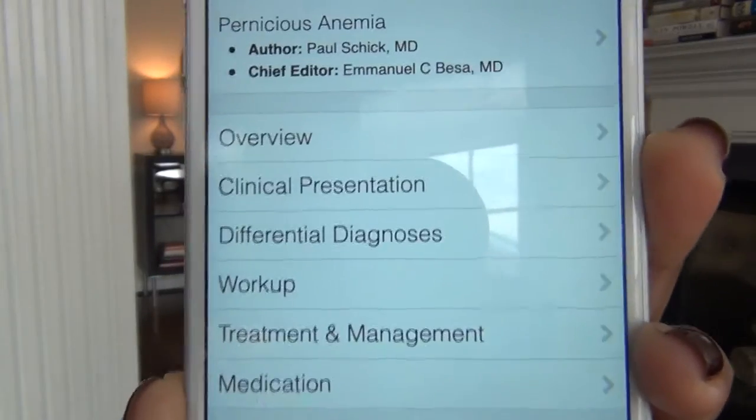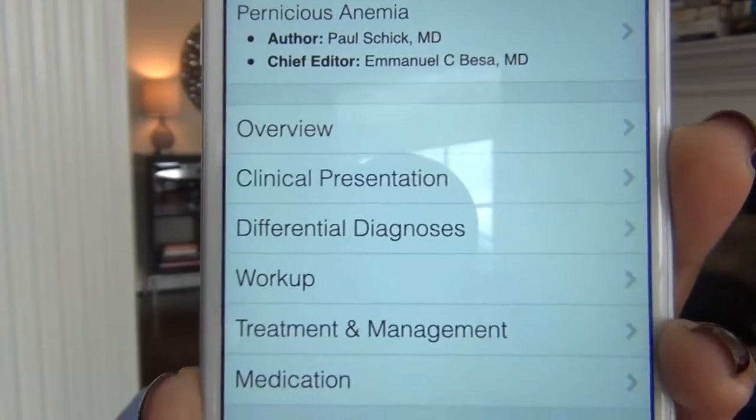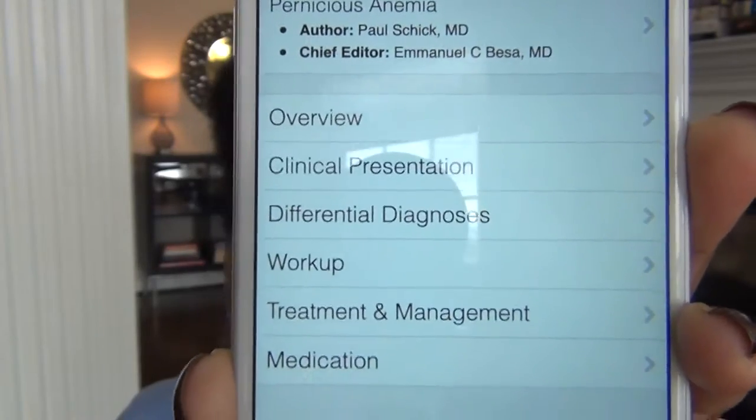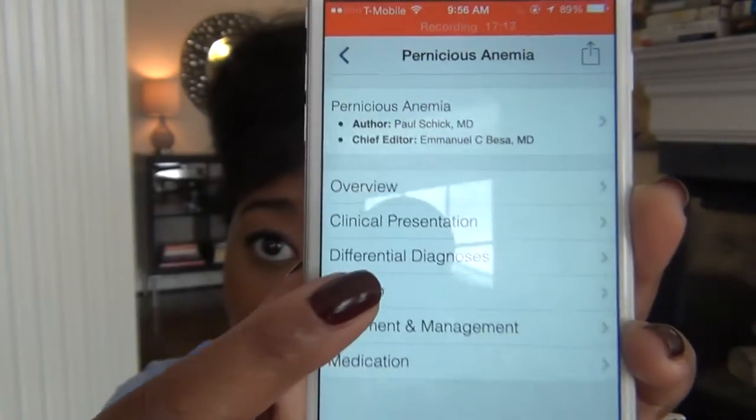You see overview, clinical presentation, differential diagnosis, workup. So what are you going to do if you want to work up a person with pernicious anemia? It tells you everything. So I really love this app. And if you're in school, it would be awesome just to have it. And if you don't want to pay for UpToDate and Epocrates because it's very pricey, then Medscape is the next best thing.